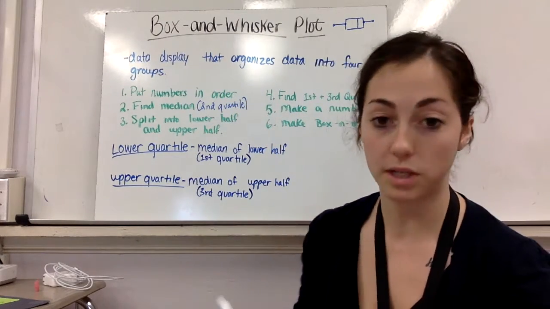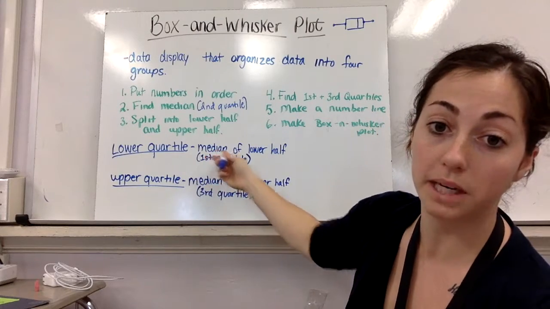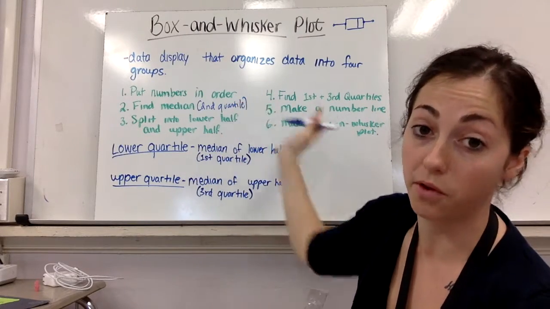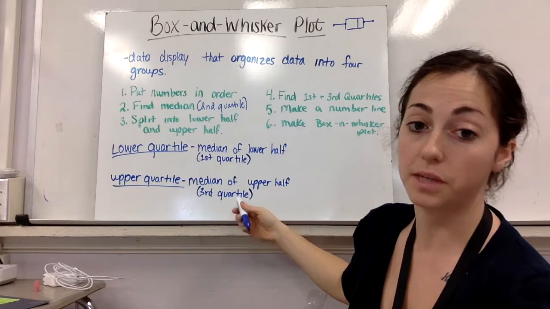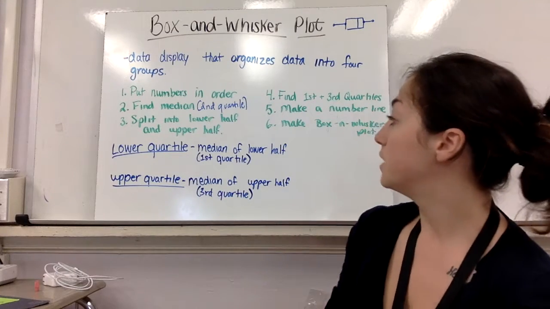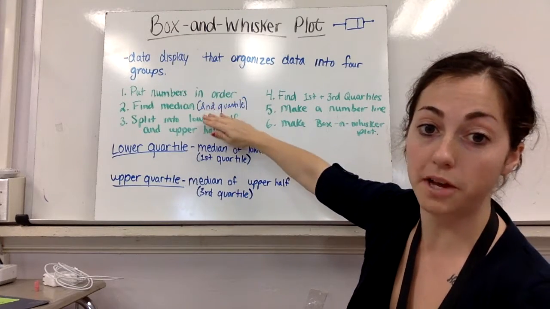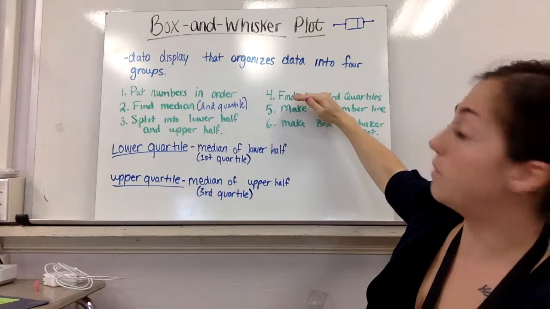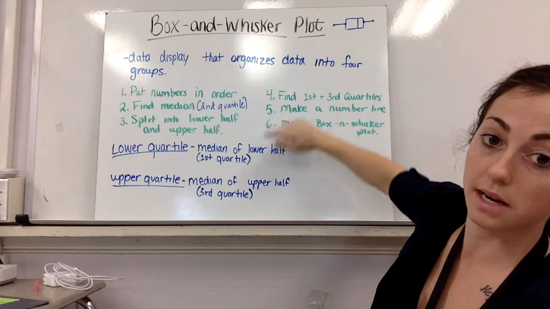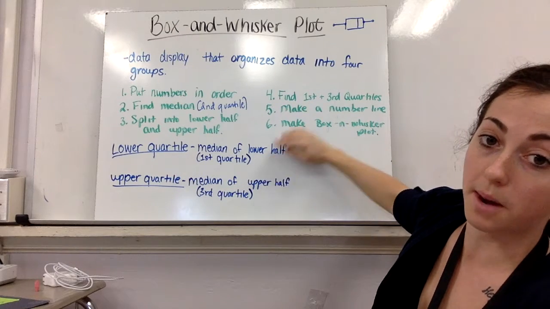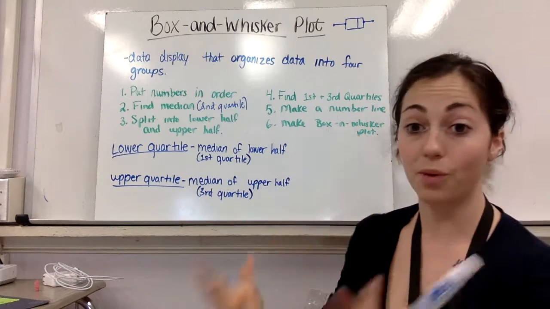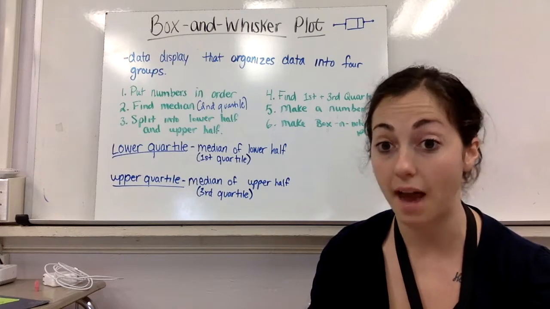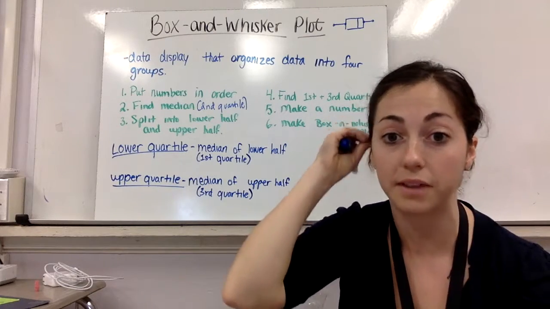So we have 3 quartiles. The first one is the median of the lower half. The second one is the median of all the data. And then the third one is the median of the upper half. So again, we put numbers in order, find the median, split into lower half and upper half, and then we find our first and third quartiles, the median of the lower and the median of the upper. Then we're ready to go. Once we have that information, we have everything we need.